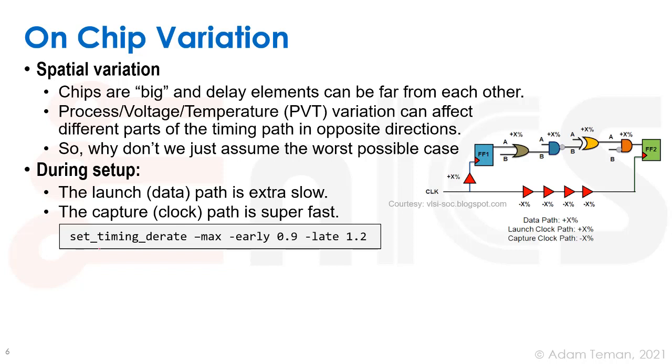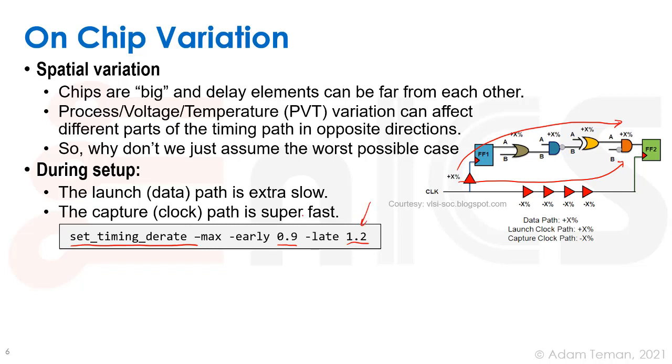We use this set timing derate command, and what it does is take the launch or data path, which in a setup would be this, and the problem is that this data path can be slow. So let's make it extra slow by adding some sort of a constant derate. We'll multiply each of the delays here by some factor. In this case, add an extra 20%. And for the capture path, which we call the early path, we'll actually speed it up. So we'll speed it up by 10%. So we'll multiply this by 0.9.